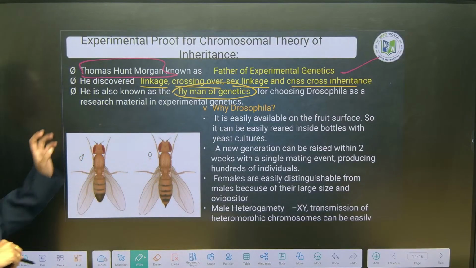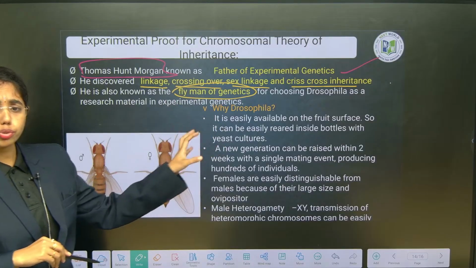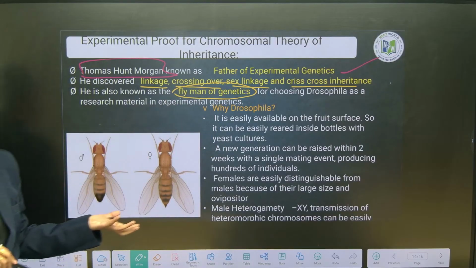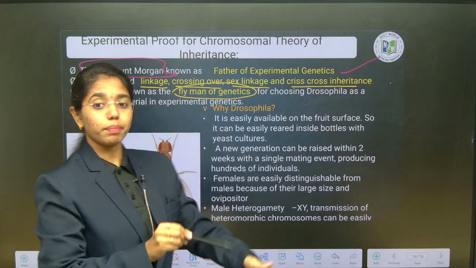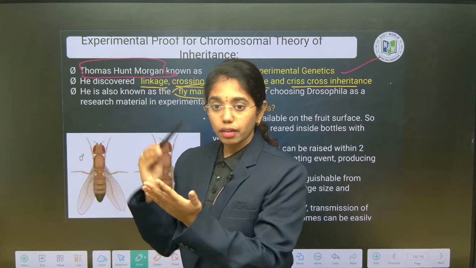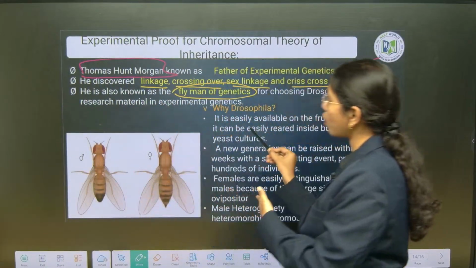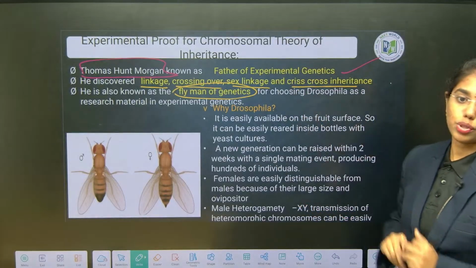Okay. So, why has he chosen only Drosophila? That doubt we will get, right? Why has Mendel chosen the pea plant? We have got all the reasons. Now, we should be clear with this note also: why Drosophila was chosen by Morgan.